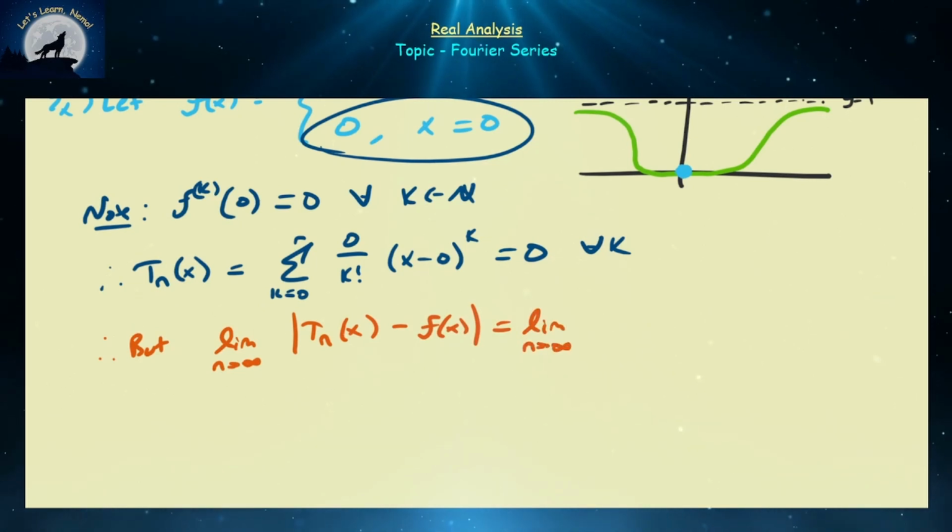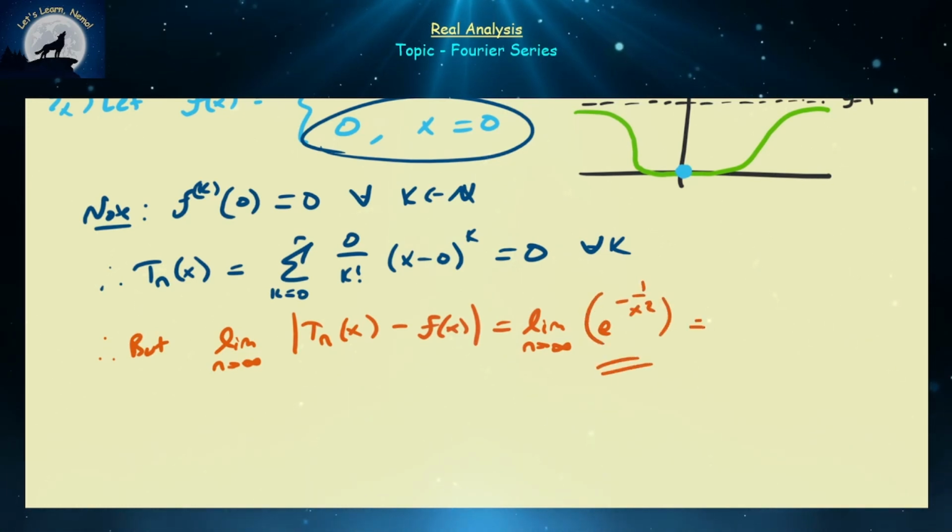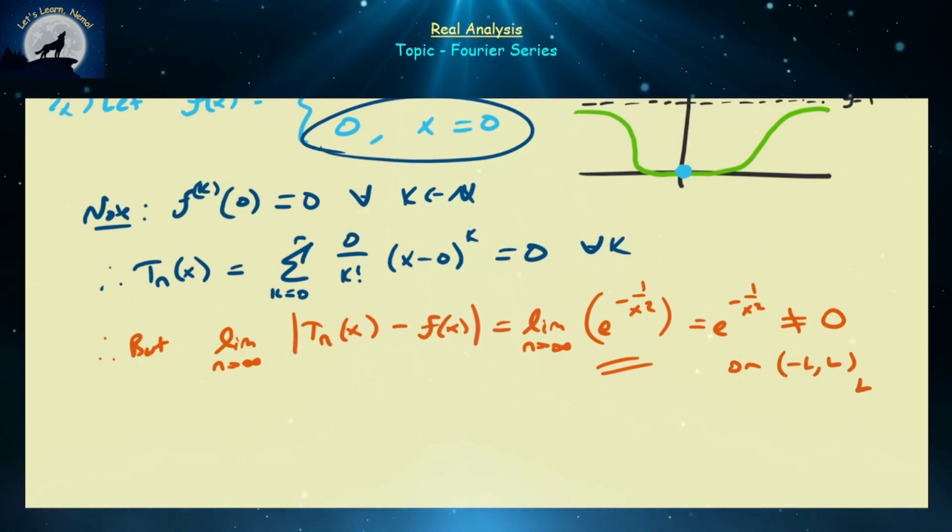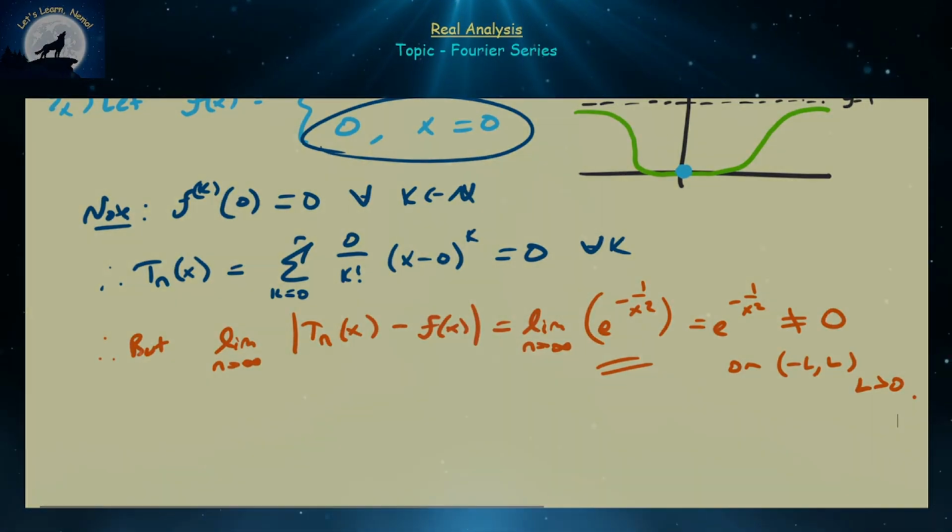Well, that's the limit as n goes to infinity of 0 minus the function, which is just going to be equal to the function e to the 1 over x squared. Notice that that does not have n in it, so that's just going to be equal to e to the minus 1 over x squared, which is obviously not identically equal to 0 on any interval minus L to L for L greater than 0. So therefore, this Taylor series, even though it exists in terms of approximations, does not converge to our particular function.